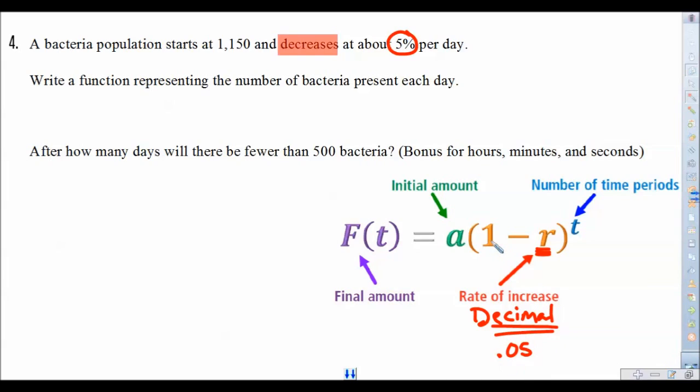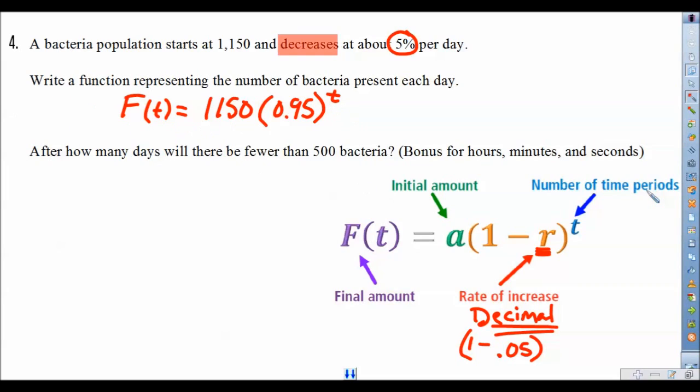0.05. So now when we take 1 minus 0.05, that's going to give us our function here of our initial amount, which is 1,150, and then 0.95. Notice it's just 95% of what the previous value would be, and then we raise it to whatever variable you wanted there. In this case, if I use t here, I got to use t there, right?